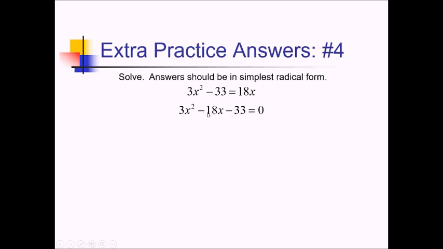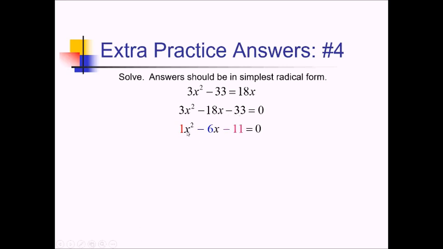But before we do any of that, are there any common factors that we can divide by? Well, these are all divisible by 3. So let me go ahead and do that. That leaves me with 1x squared for my first term. And then this will be minus 6x minus 11 equals 0.